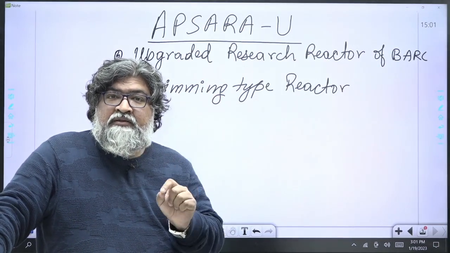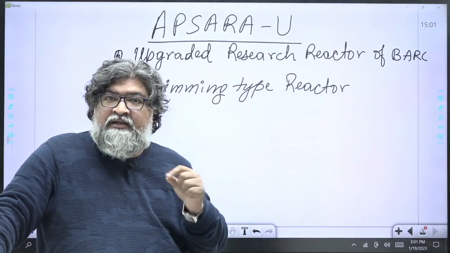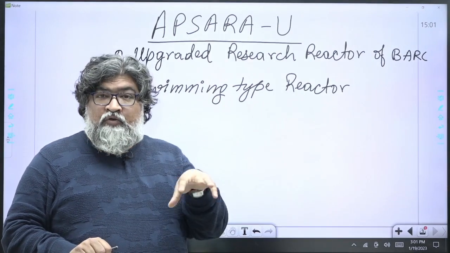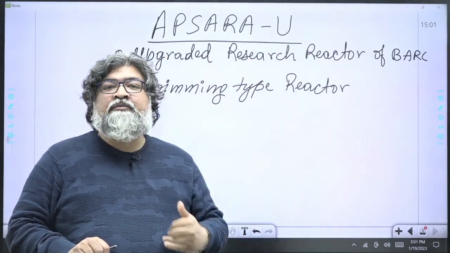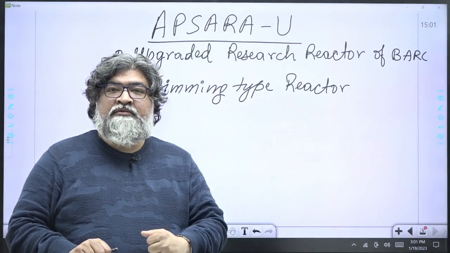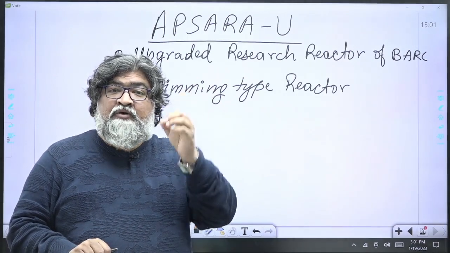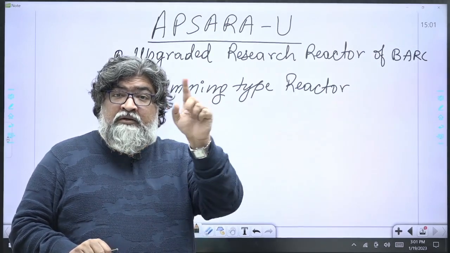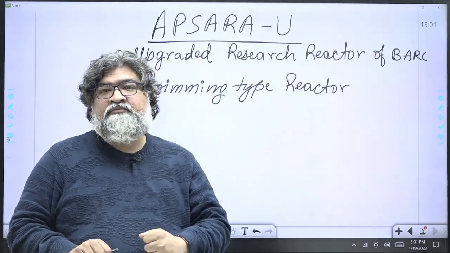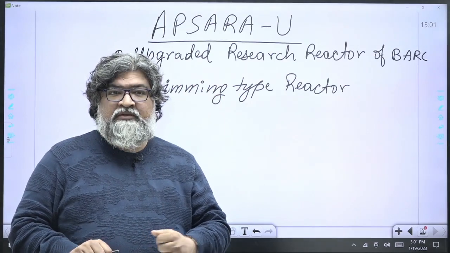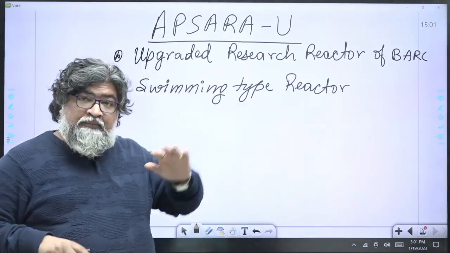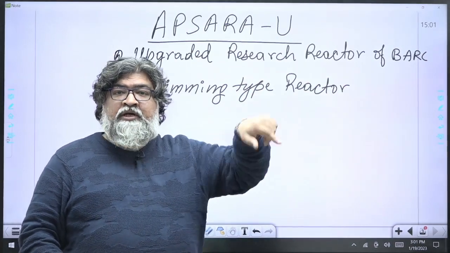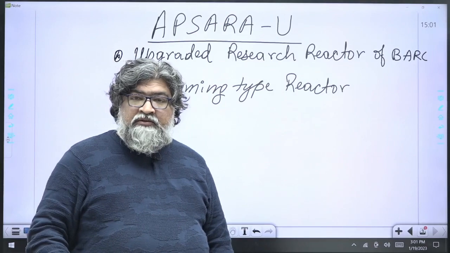In Season 1, in one place, the swimming pool type Apsara reactor is shown, where Homi Jahangir Bhabha and Pandit Nehru, the Prime Minister at that time, come for the inauguration. That was a major achievement of India. It is not only India's first research reactor, but Asia's first. After it was shut down, it has now been recommissioned in a new upgraded form.